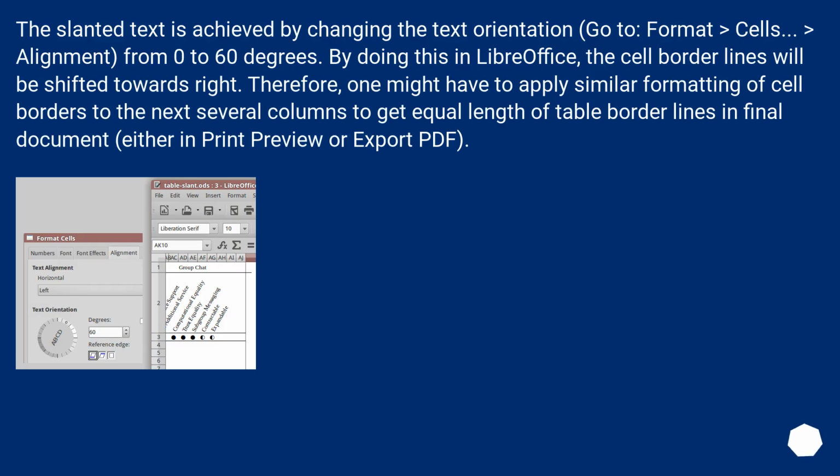The slanted text is achieved by changing the text orientation. Go to Format > Cells > Alignment, from 0 to 60 degrees. By doing this in LibreOffice, the cell border lines will be shifted towards the right. Therefore, one might have to apply similar formatting of cell borders to the next several columns to get equal length of table border lines in the final document, either in print preview or export PDF.